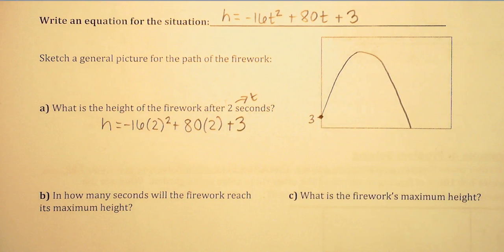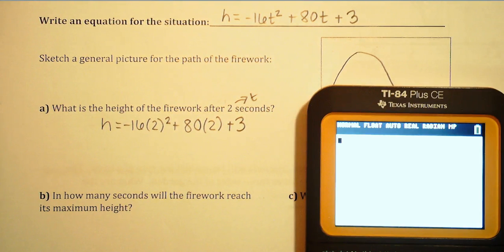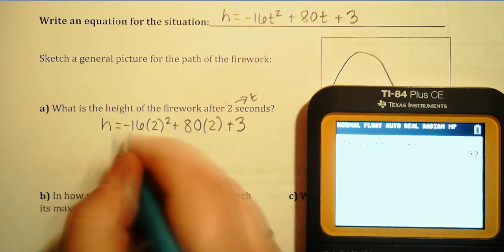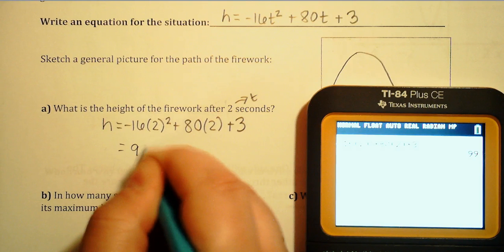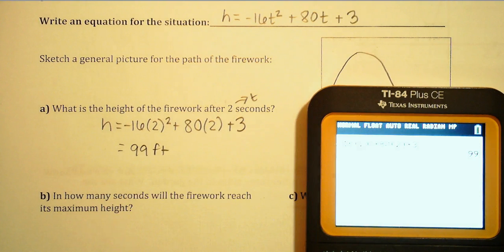And then if you want to grab your calculator and do this, or you can do it by hand, totally up to you. I'm going to do negative 16 times 2 squared plus 80 times 2. And then just go ahead and add 3. Whoops, I didn't hit the 3. Add 3 for that initial height. All right, so after 2 seconds, the height of the firework would be 99 feet in the air.